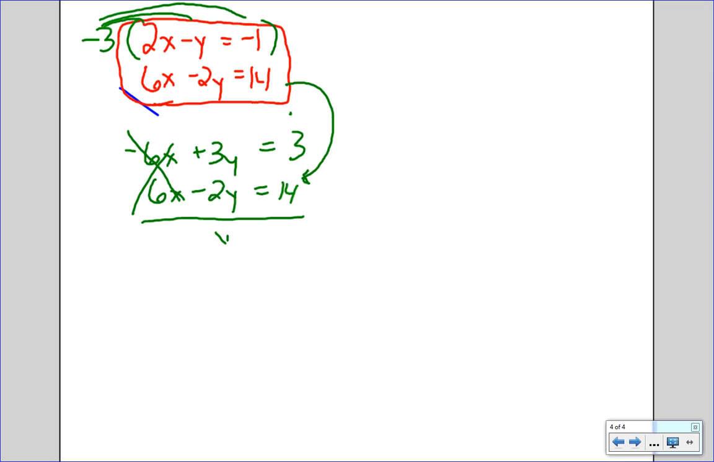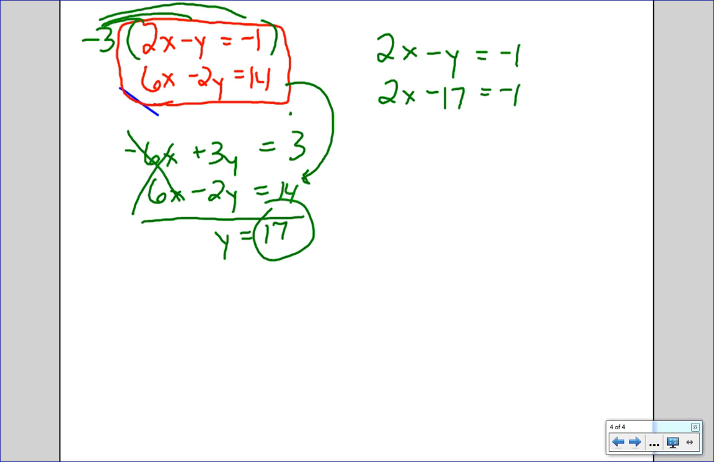Combine my y's, I get 1y. 3 and 14 is 17. I hope I added right this time. Okay, let's plug back in for the x. 2x minus y equals -1. 2x, remember what we got for y? We got 17, so 2x minus 17 equals -1. Add 17 to both sides. 2x equals 16. Divide by 2.